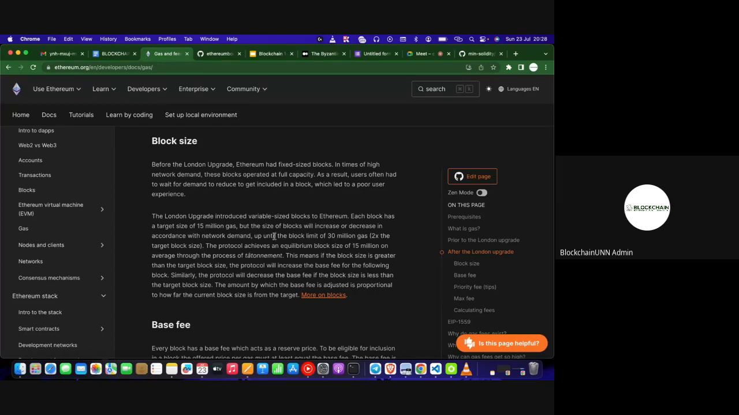But after the London upgrade, which introduced a variable size block, the target size for a simple Ethereum block is now 15 million gas. What determines the number of transactions that can fit into that block is the amount of gas paid by each transaction. Just to explain this, like I said earlier, the maximum amount of gas for a single block is 30 million gas. That's the gas limit.